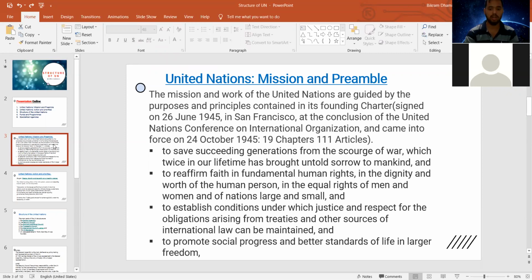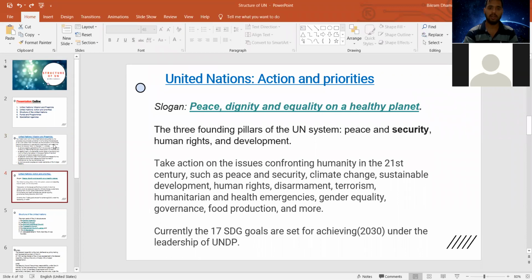So now we have reviewed the missions that are enumerated in the preamble of the United Nations Charter. Now we will move to the next slide in which we can see the actions and the priorities of the United Nations that are set by UN bodies. The slogan of the United Nations is: peace, dignity, and equality on a healthy planet. The slogan says that the United Nations works for peace, for the dignity of human life, and for equality between any gender, caste, religion, or nation, whether large or small, and for making this planet a healthy planet.